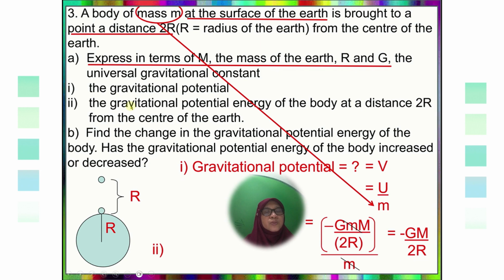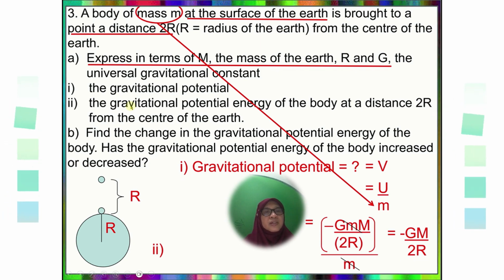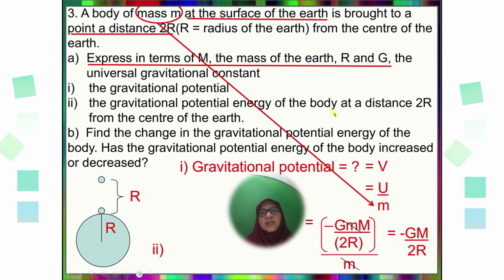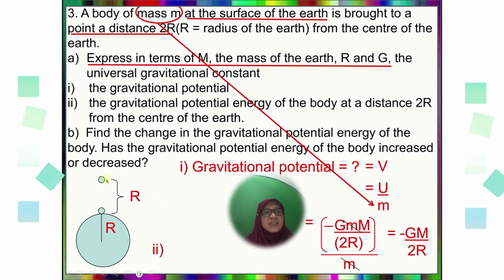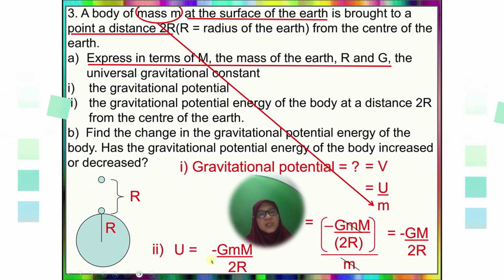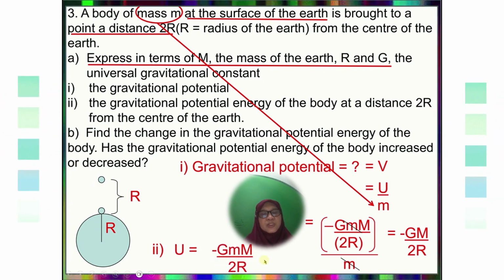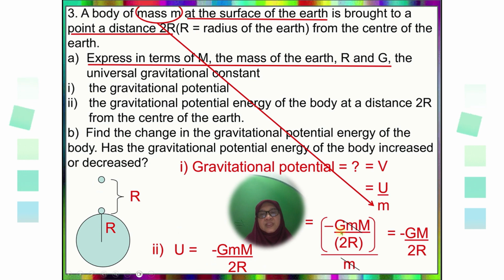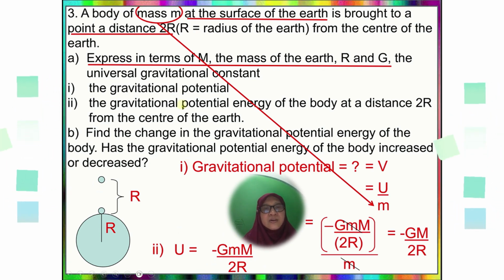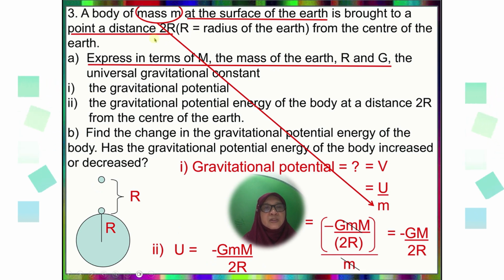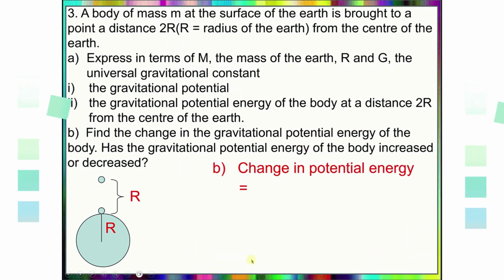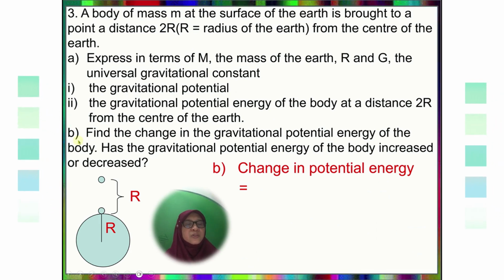We are going to express the gravitational potential energy at this point, at the distance 2R. So for U, we use negative GMm over 2R that we used just now, the formula of U. All the given symbols for each term are already used here. So that's the answer. So we go to question b.